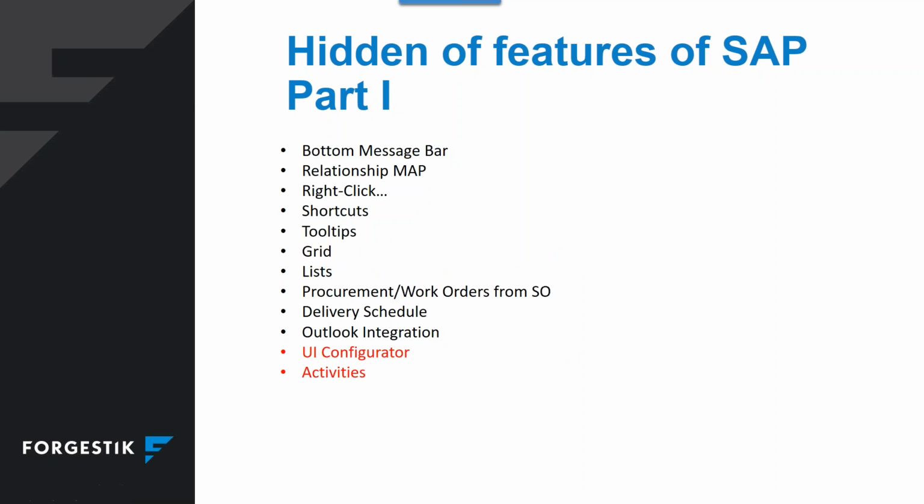All right. So welcome everyone. Like Tracy said, I did a similar coffee break a few months ago about stuff we can use in SAP Business One, stuff that is already there, but we just don't see it anymore or we are not aware of. So the last time I talked about what we could do with the bottom message bar, relationship map, the right click, adding shortcuts ourselves, what are tooltips, etc. So I covered most of what I had on that feature.